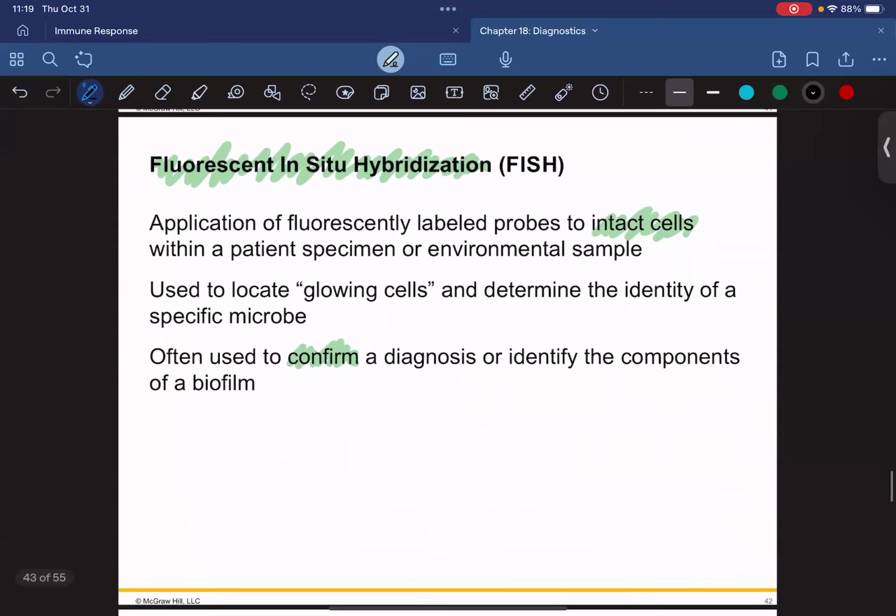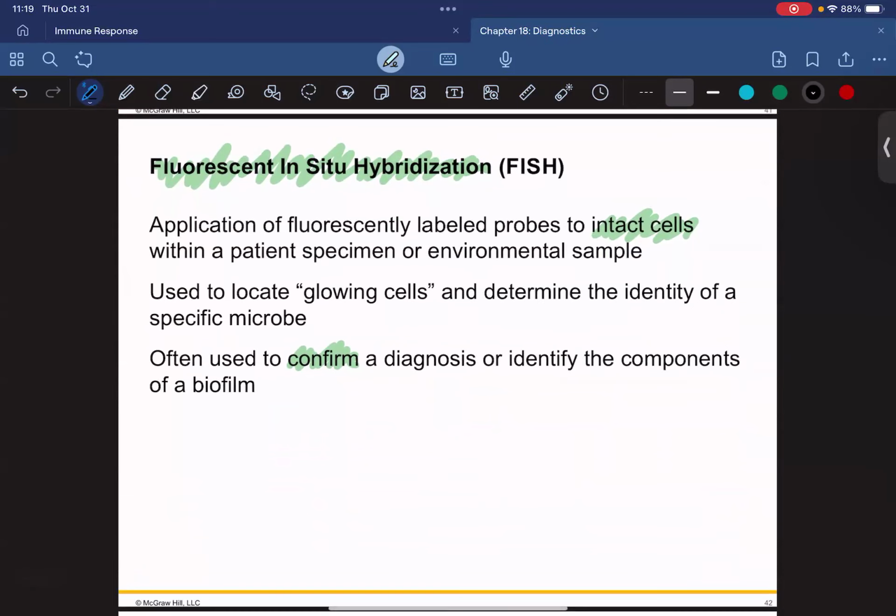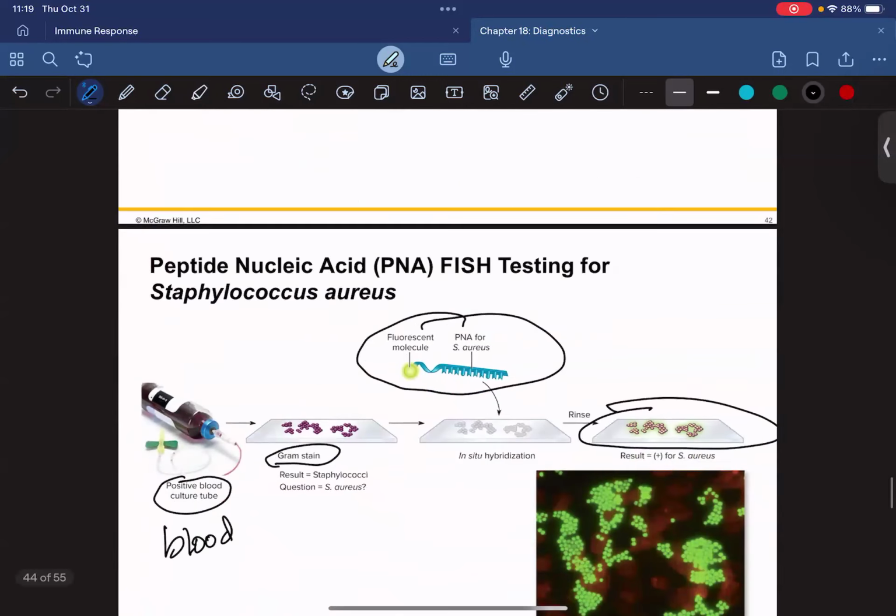One of these examples is FISH, which is fluorescent in situ hybridization. So this uses that concept using whole cells. So we can use like tissue samples, biopsies, and things like that without having to have liquefied or broken open cells and look at the actual tissue in like a microscope to see if there was fluorescent binding going on. So it's easy to confirm diagnosis like that.